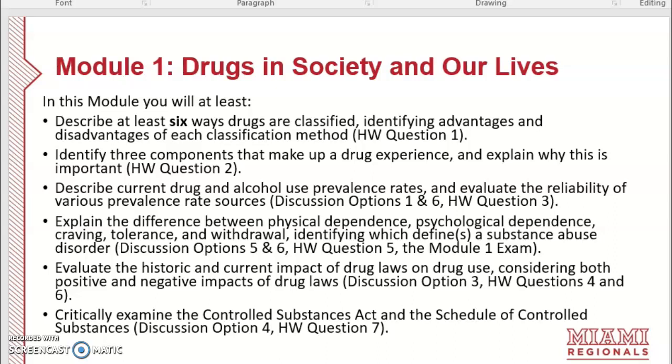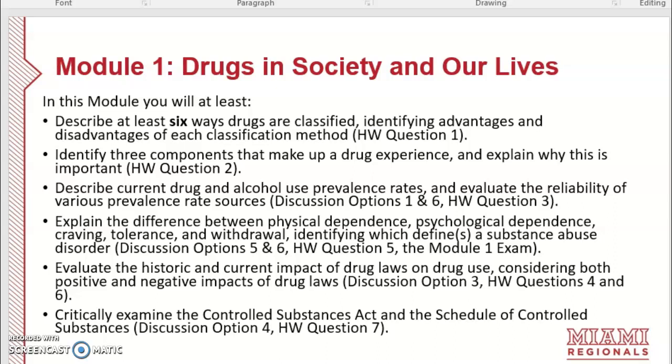Next, you will learn to evaluate the historic and current impact of drug laws on drug use, considering both positive and negative impacts of drug laws in our society. And this will be covered through discussion option 3 and homework questions 4 and 6.